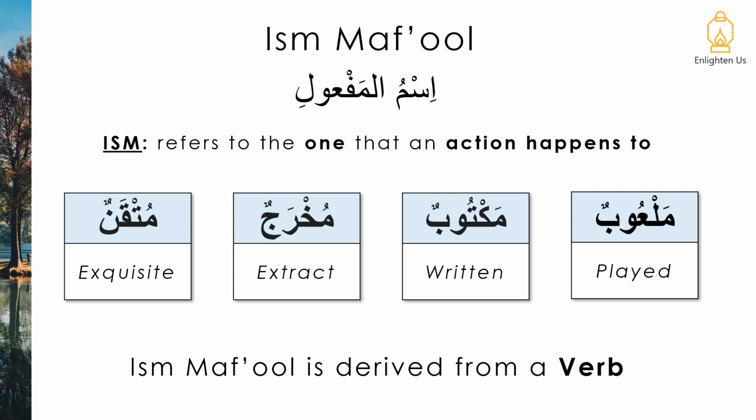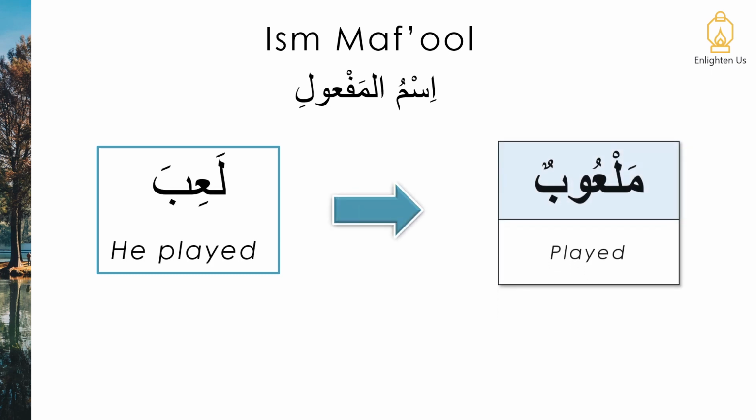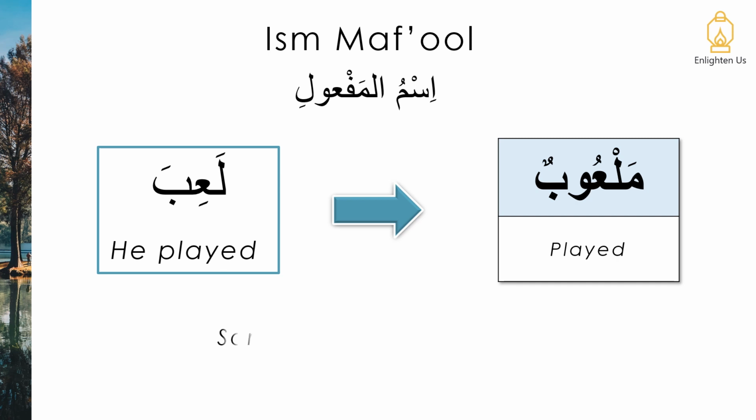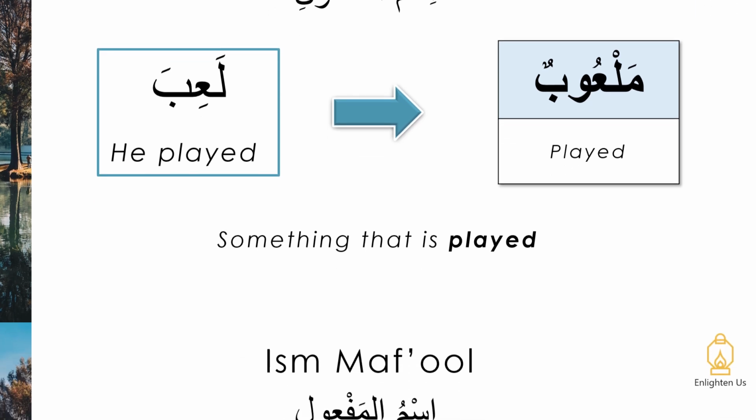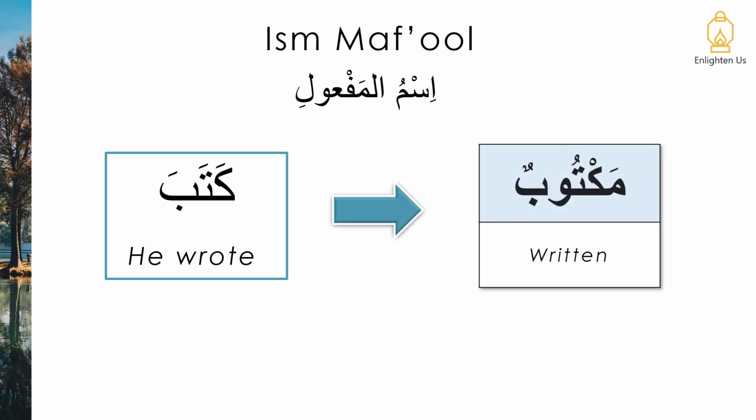Now the thing to remember, like the Ism al-Fa'il, Ism al-Maf'ool is derived from a verb. So let's have a look at this relationship. So we have la'iba, he played. Our Ism al-Maf'ool, mal'oob, played. So something that is played. As we said, a game, for instance. We have kataba, he wrote. Maktoob, written. So something that is written.